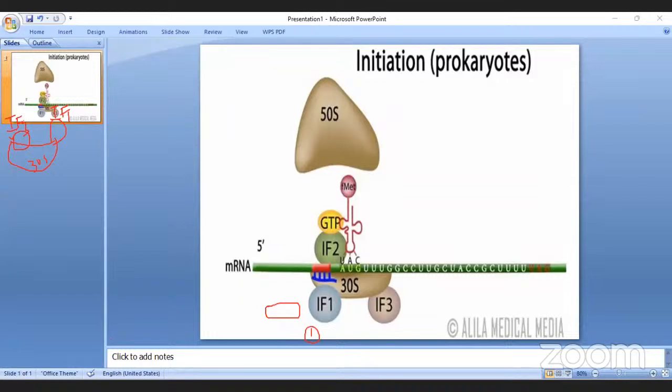The function of IF3: what is the nature of the small subunit? The small subunit is no longer free in the cytoplasm. It always tries to bind with the large subunit, right? To prevent binding of the large subunit, IF3 binds to the 30S ribosome. Due to the binding of this IF3, the large subunit does not bind to the small subunit. That is the first thing, right? Is it clear? Yes, sir.